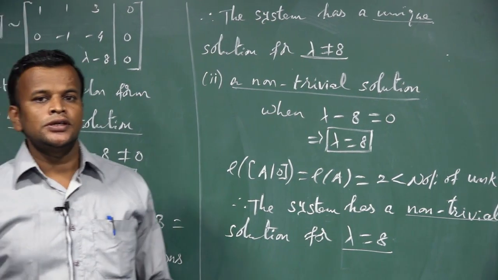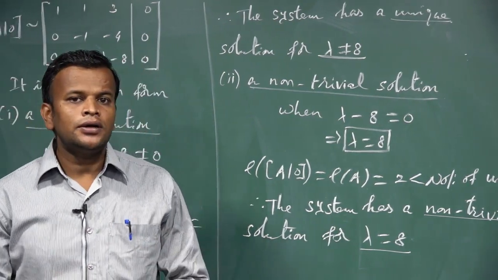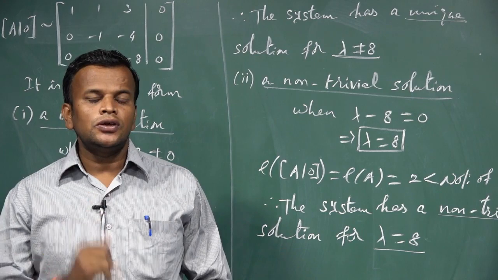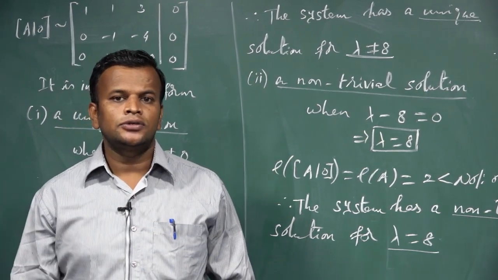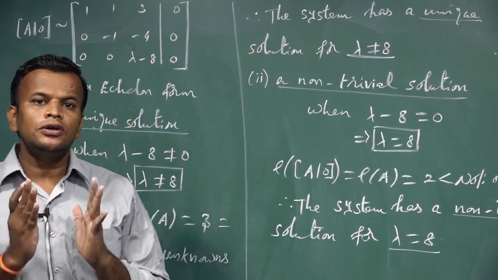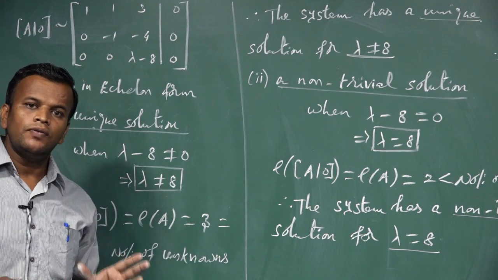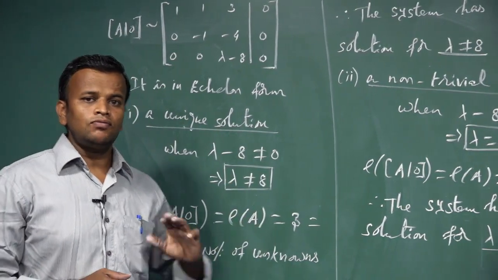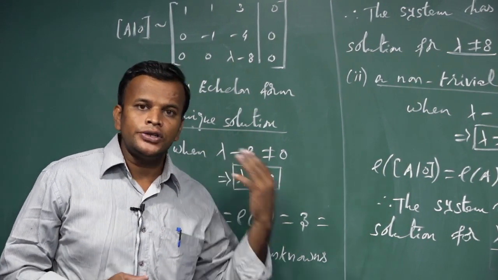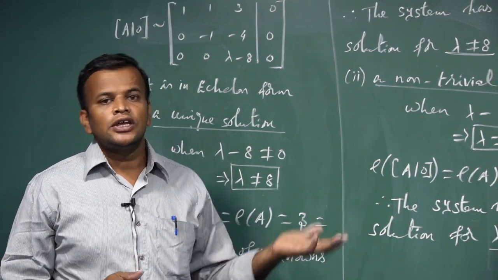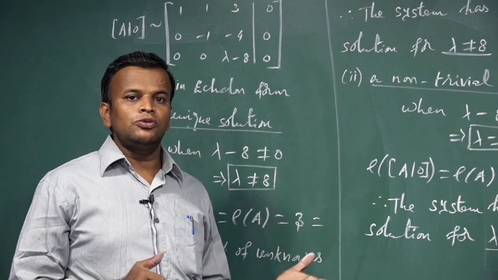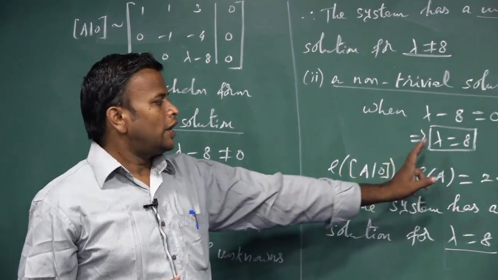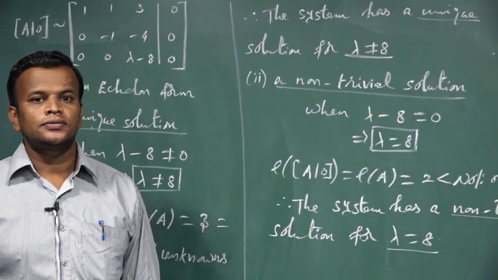So our question is, we find the value of lambda. Suppose the system has a unique and a non-trivial solution. So the given system has a unique solution only when the value of lambda is not equal to 8. And the given system has a non-trivial solution, or in another word infinitely many solutions, only when the value of lambda is equal to 8.